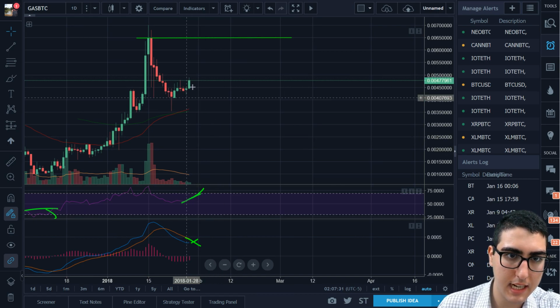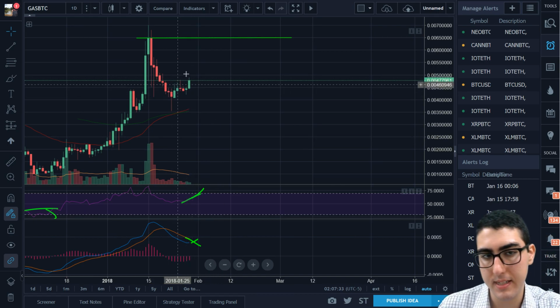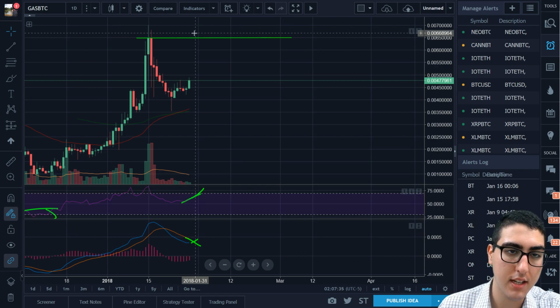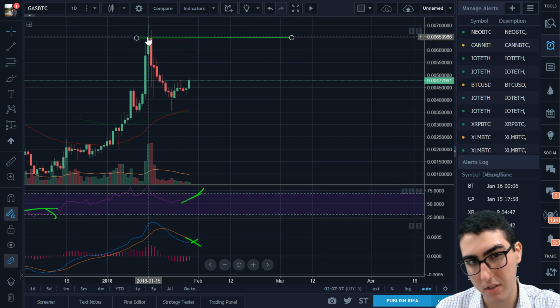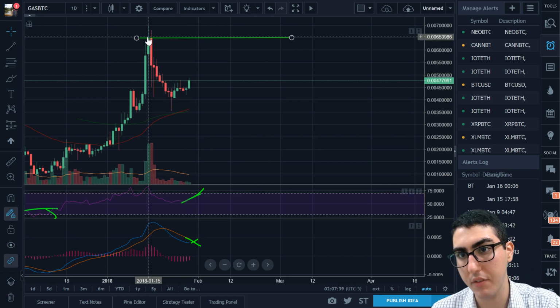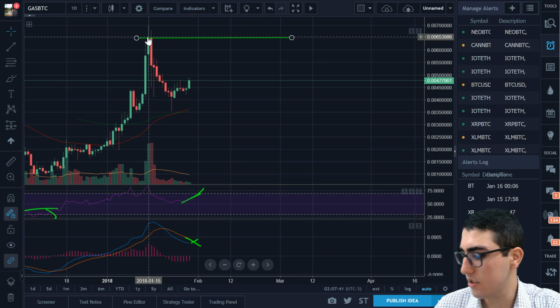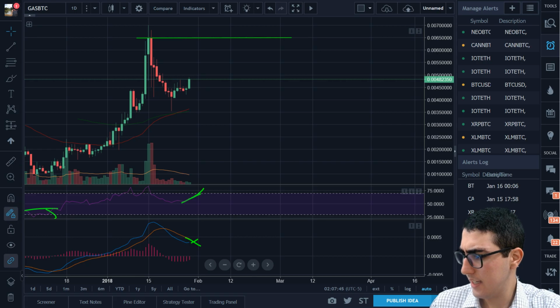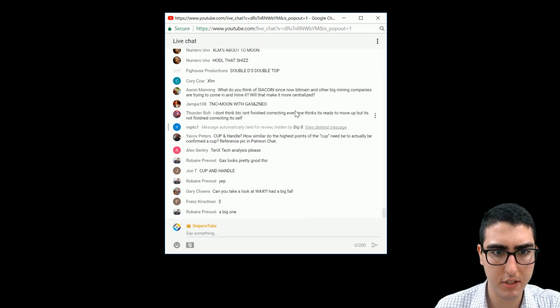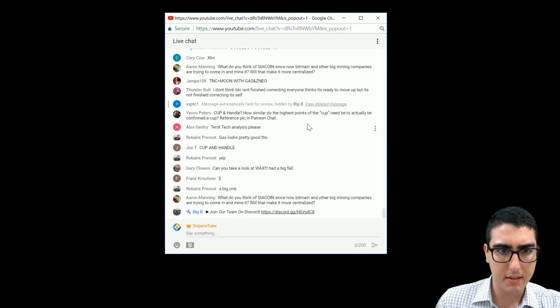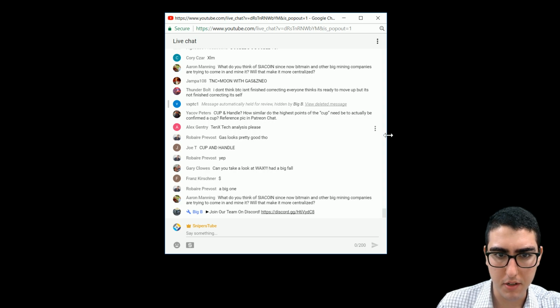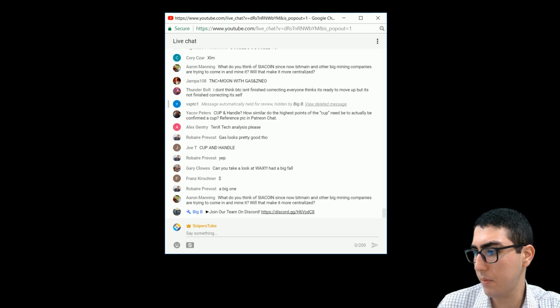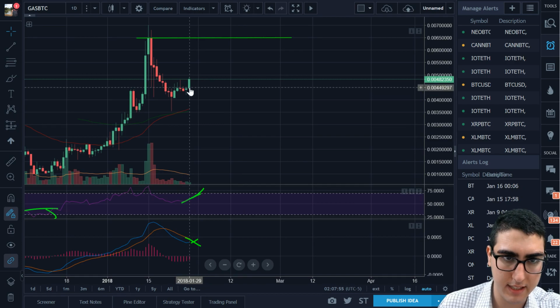But now RSI is here, so there's only so much it can go up before it's going to find that zone where it's overbought and it's going to come down. So obviously I think there's a little bit more upside here, but I don't think it's going to be substantial enough for any sort of breakout here in terms of this high of 653,000 satoshis. So that's what I would say with this coin.